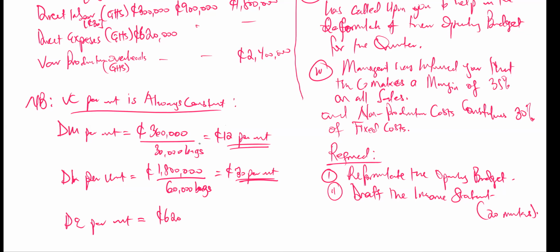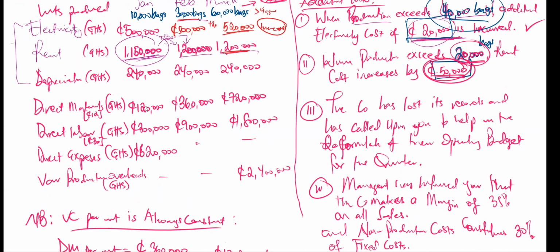So 620,000. How many bags were produced at that level? 10,000 bags. So that would be 62 cedis per unit. Now that we know this is 62 cedis per unit, can we get the missing figures? Yes, we can. 620,000 divided by 10,000 bags gives us 62. Then by 30,000 bags.